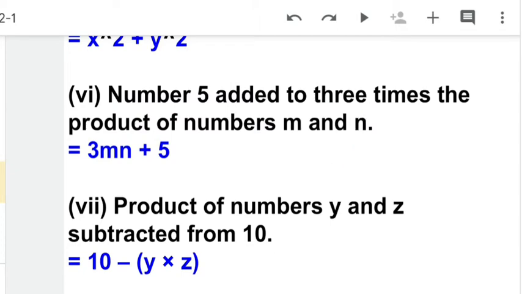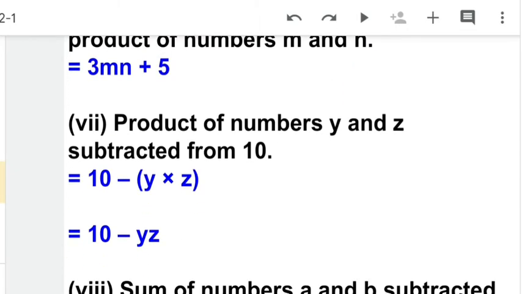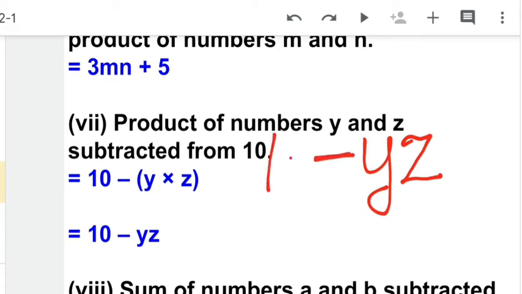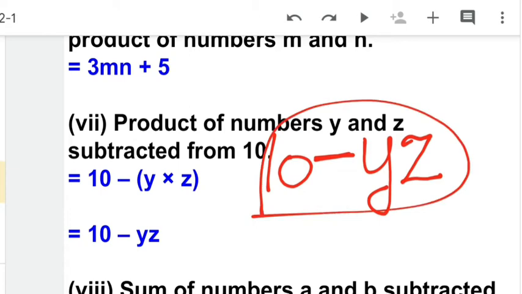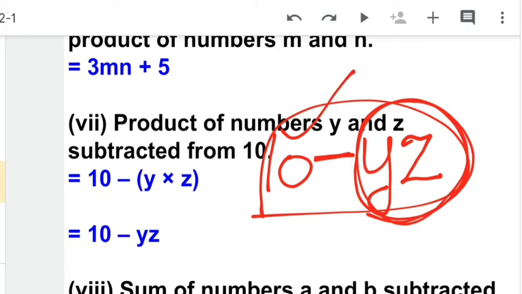Now the next is product of numbers y and z subtracted from 10. The product of yz is subtracted from 10. You have to keep in mind that from means we have to write 10 in front and the product of y and z after the sign of minus.